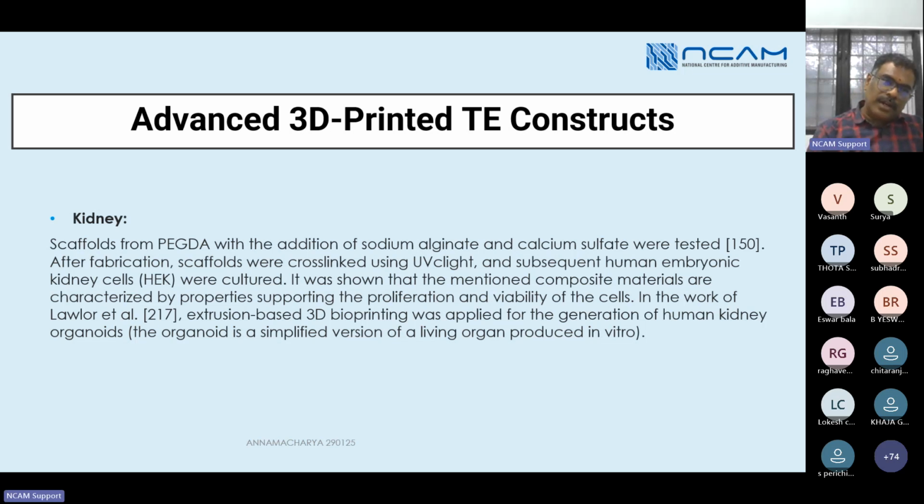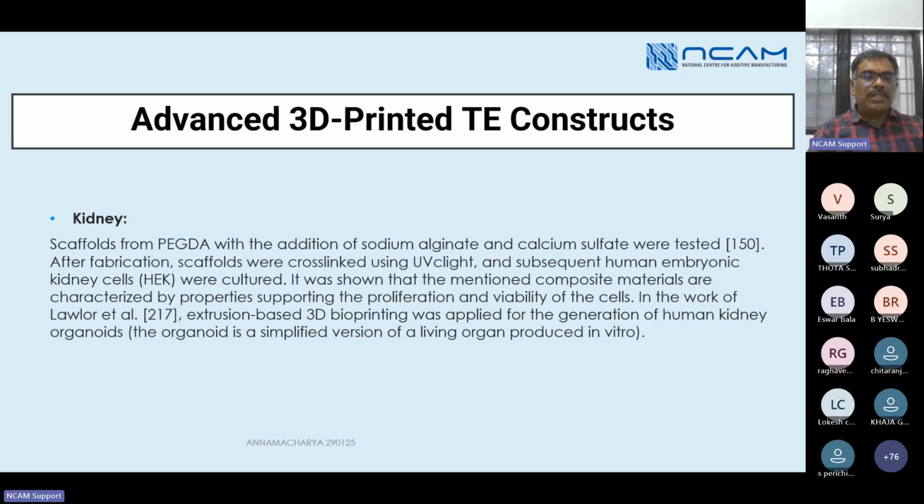And this is another advancement which has been happening for the last 7 to 8 years, where the kidney is being 3D printed with scaffolds from PEGDA with the addition of sodium alginate, and then calcium sulfate were tested. After the fabrication, scaffolds were cross-linked with UV light and subsequently human embryonic kidney cells were cultured. It was shown the mentioned composite materials are characterized. This I have copied from one of the papers. I'm making it very clear in this session that I have taken it from one of the papers.